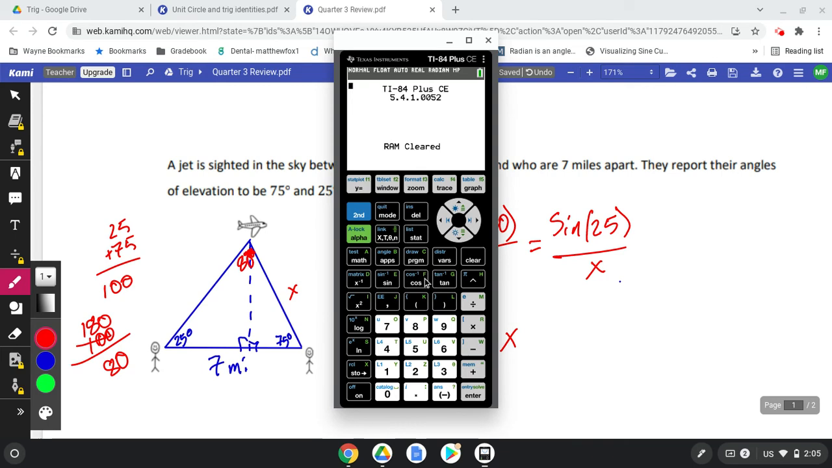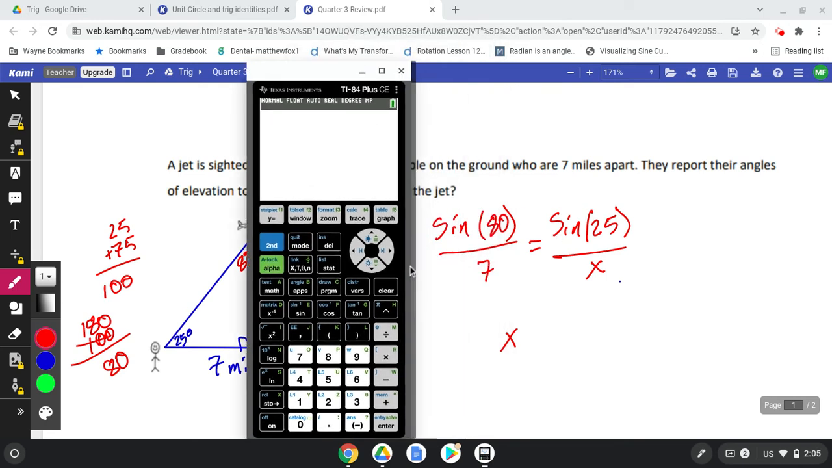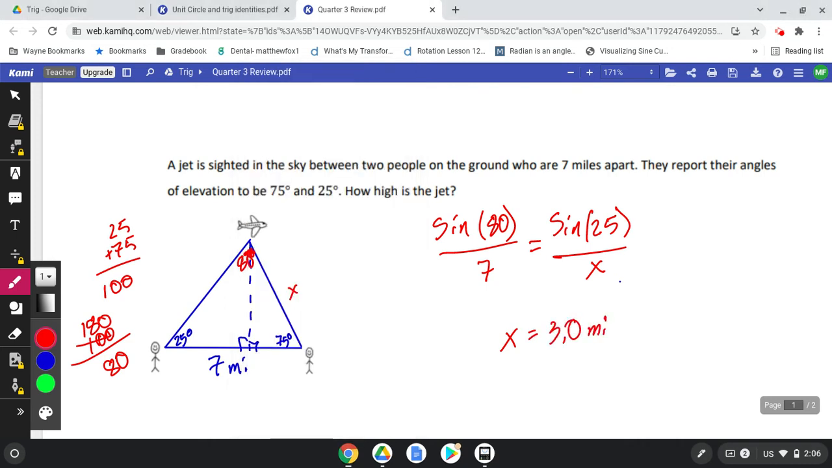At this point, we'll cross multiply and solve for x. Keep in mind, you have to make sure your calculator is in degree mode. If we cross multiply, we'll do 7 times sine of 25, and then whatever we get, we will divide by the sine of 80. As you can see, we get 3.00, so we'll just say 3.0 miles. And we're not done. That is what this x is, so I can put that right here.